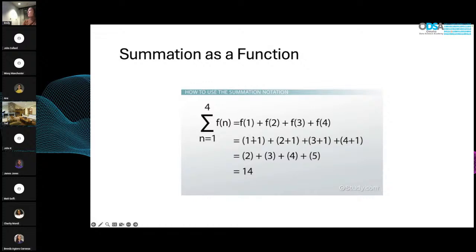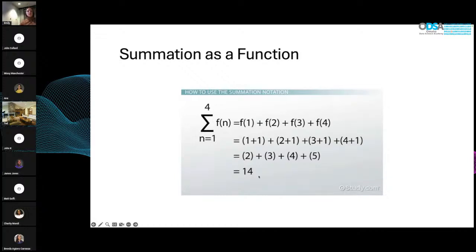Now we evaluate. What is f of 1? Well, if we pass 1 to this function, it's 1 plus 1. If we pass 2 to this function, it's 2 plus 1. If we pass 3 to this function, it's 3 plus 1. If we pass 4, so then we get the results of these, which is 2, 3, 4, and 5. Then we'd add them all up, and that would be 14.